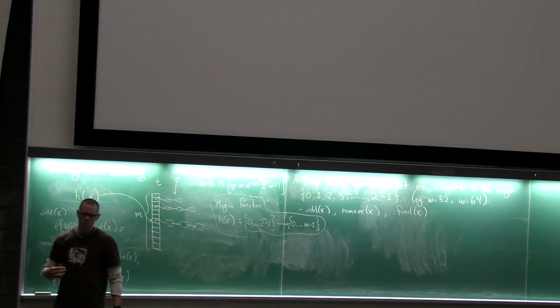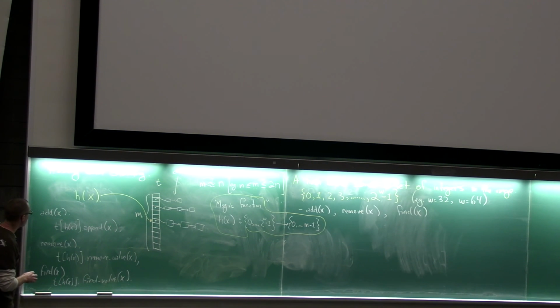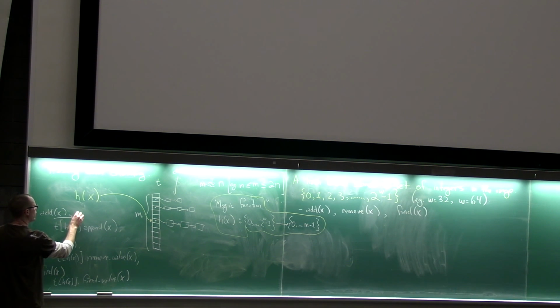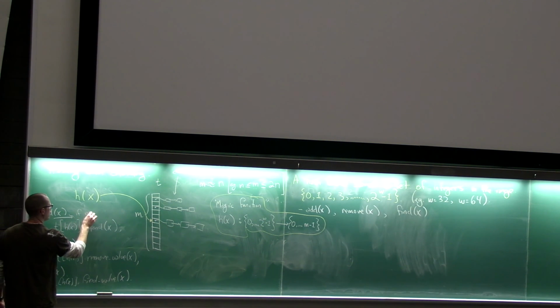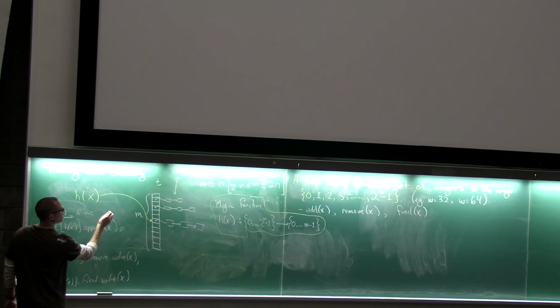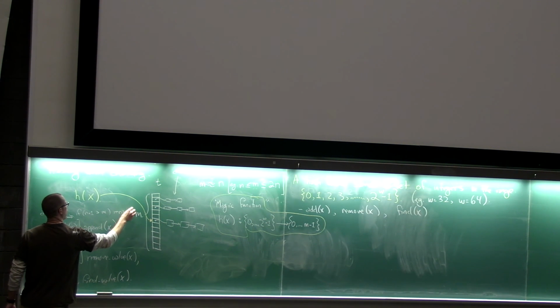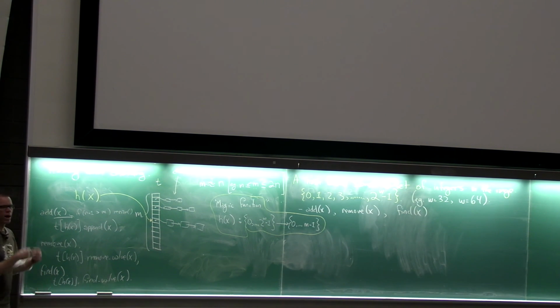So we would play our usual tricks here: when we add something, we would make some check, you know, if n plus 1 is bigger than m, then we do, like we've done many times before, we resize the table.